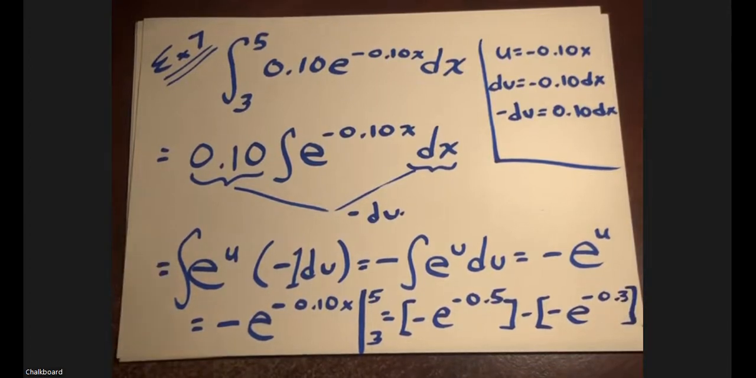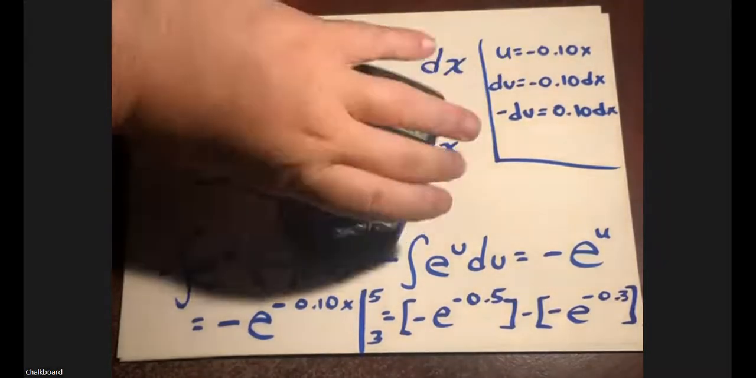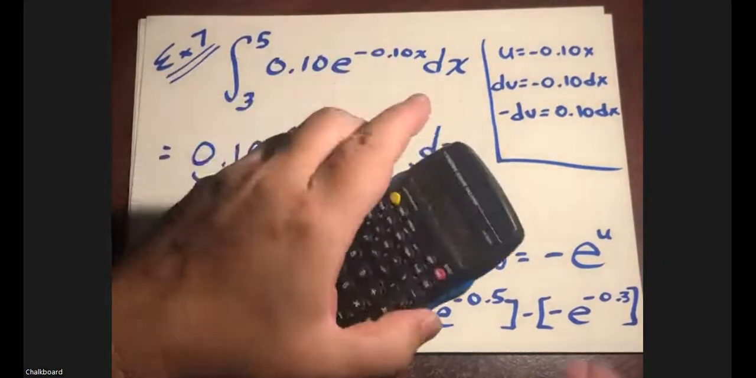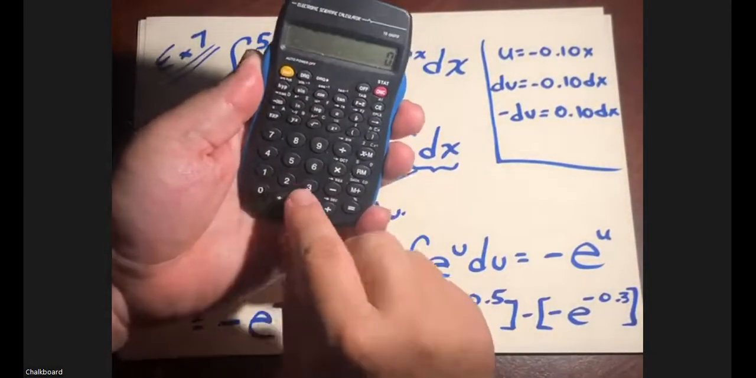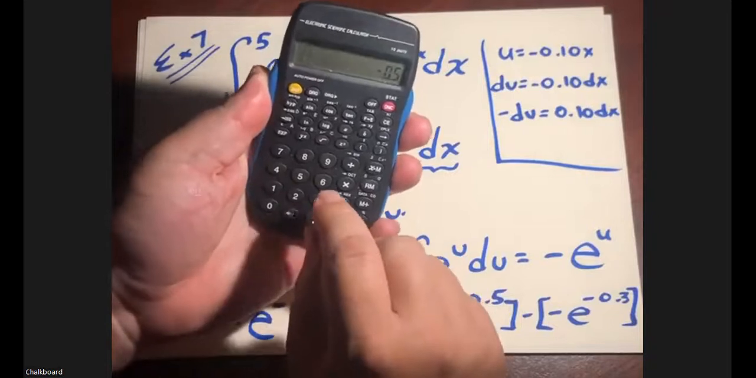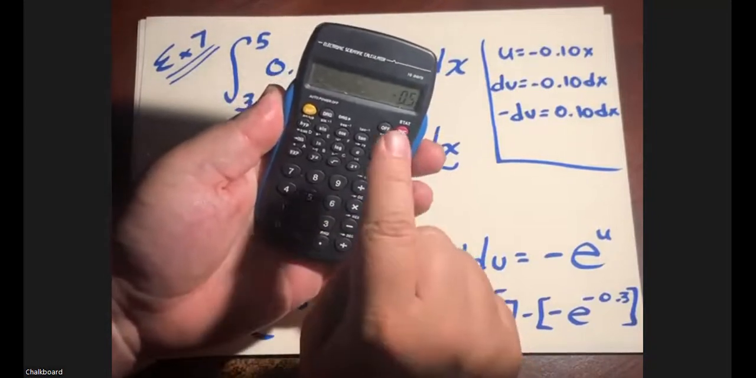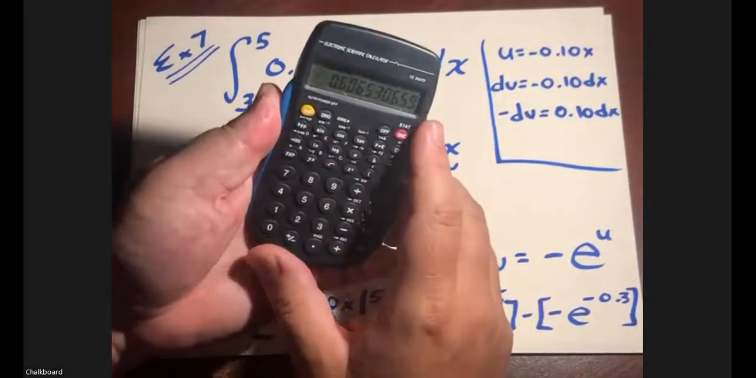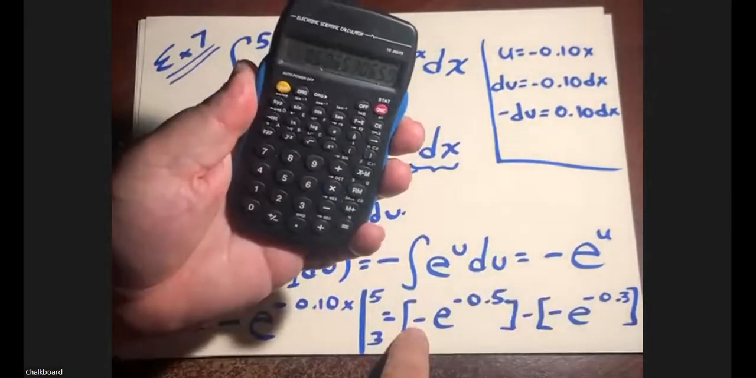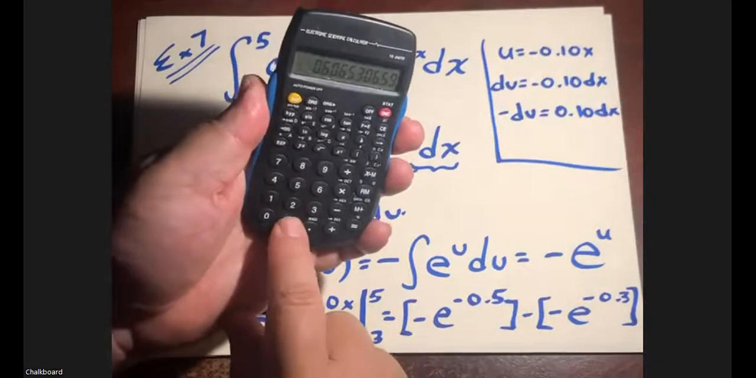Okay, now I can get answers for those things using my calculator. What is e to the negative 0.5? The way I get that is I start by putting 0.5 in my calculator, making it negative, and now asking my calculator to find e to that number by going with the second function of the natural log. There it is. Note it's negative. I can change the sign right here and make it negative.